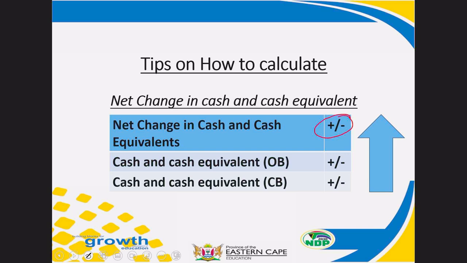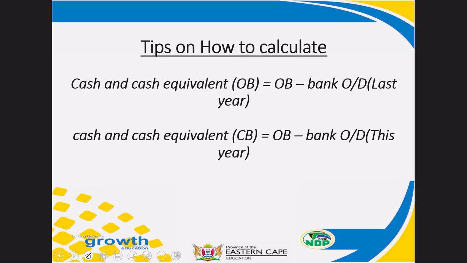Here, normally you can use the note as it is here to complete it. You will see here there's positive, negative on both sides. So the answer can either be positive or negative that you will have to get as the final figure. For you to get the opening balance, you're going to use the opening balance of cash and cash equivalent. Then you subtract the bank overdraft of last year. To get the closing balance, also you will use the closing balance minus the bank overdraft of this year to get the final answer.